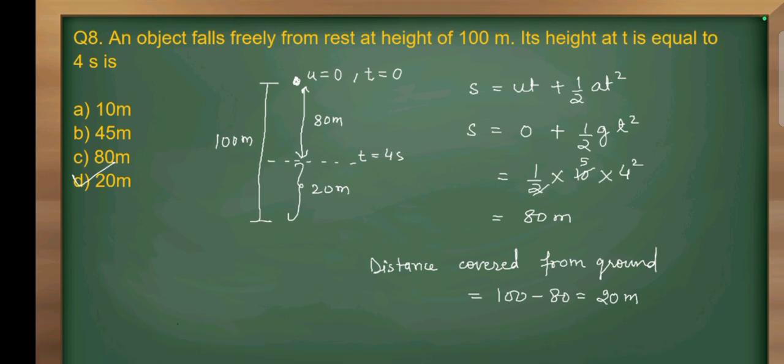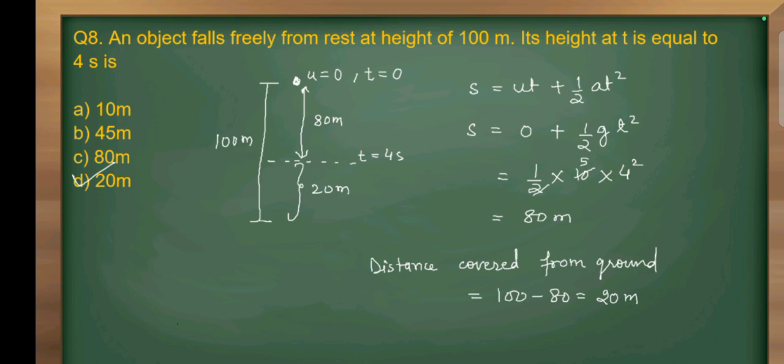Question number 8. An object falls freely from rest at a height of 100 meter. So its height at t equal to 4 seconds. Here the object is dropped, so its initial velocity is 0 and it is dropped from a height of 100 meter. Suppose at t equal to 0, the object is at 100 meter. So we have to find what its height is at time t equal to 4 seconds.